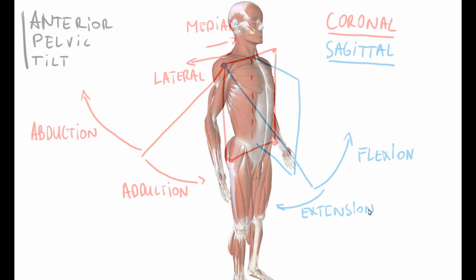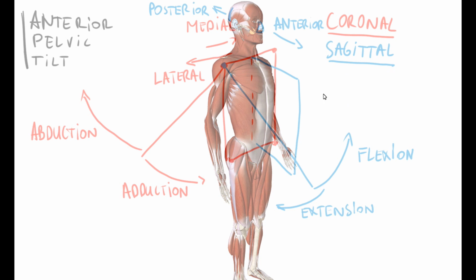If we want to describe structure positioning relative to each other, we can say that, for example, the nose is anterior to the back of the head. So closer towards the front of the body, anterior; closer towards the back of the body, posterior.